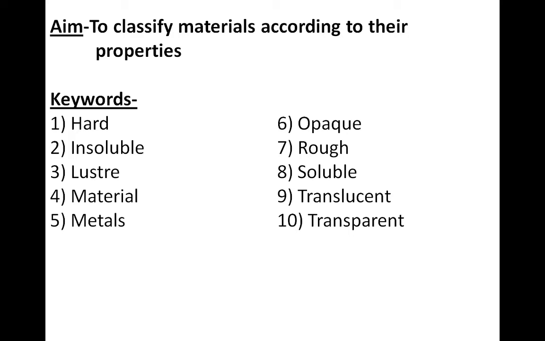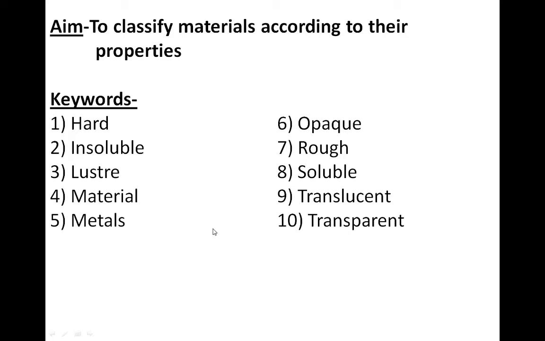In this lesson, we are going to learn many things, like what things are made of, then the concept of classification, then the advantages of classification, and the properties of materials. So first write the aim properly: to classify materials according to their property. Many keywords are there, so write those keywords one by one in your notebook in good handwriting.